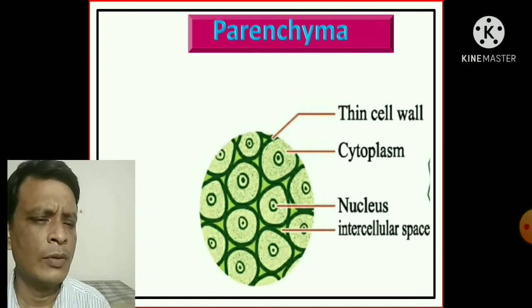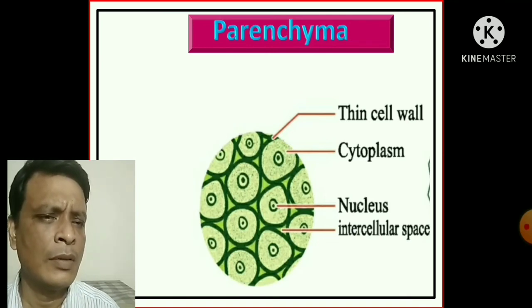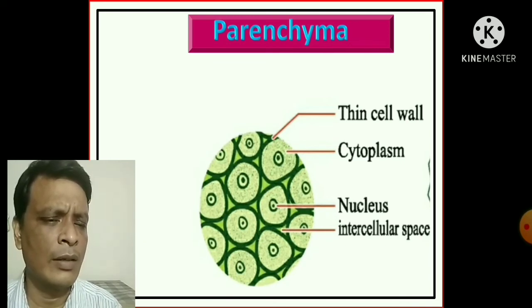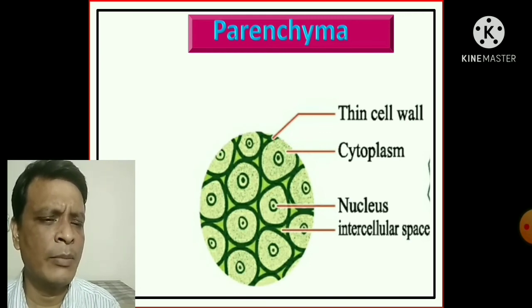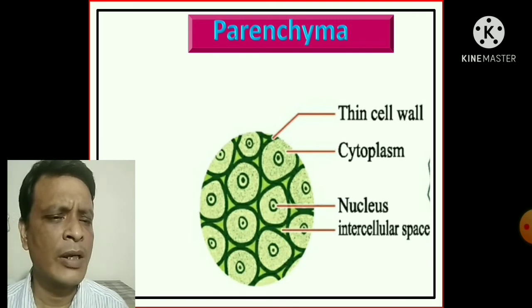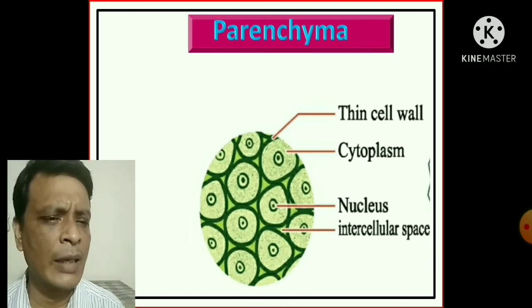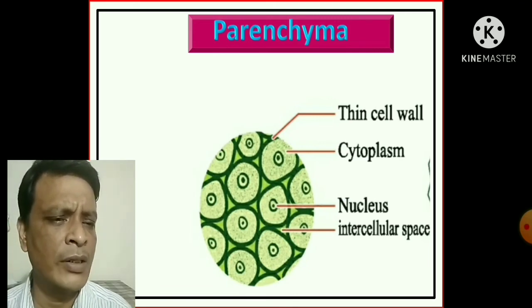storing of the food. Sometimes the parenchyma cell contains chloroplast. This type of parenchyma cell is called chlorenchyma. Sometimes the parenchyma cell contains air-filled cavities, and this type of parenchyma is called aerenchyma, and these are mainly found in aquatic plants.